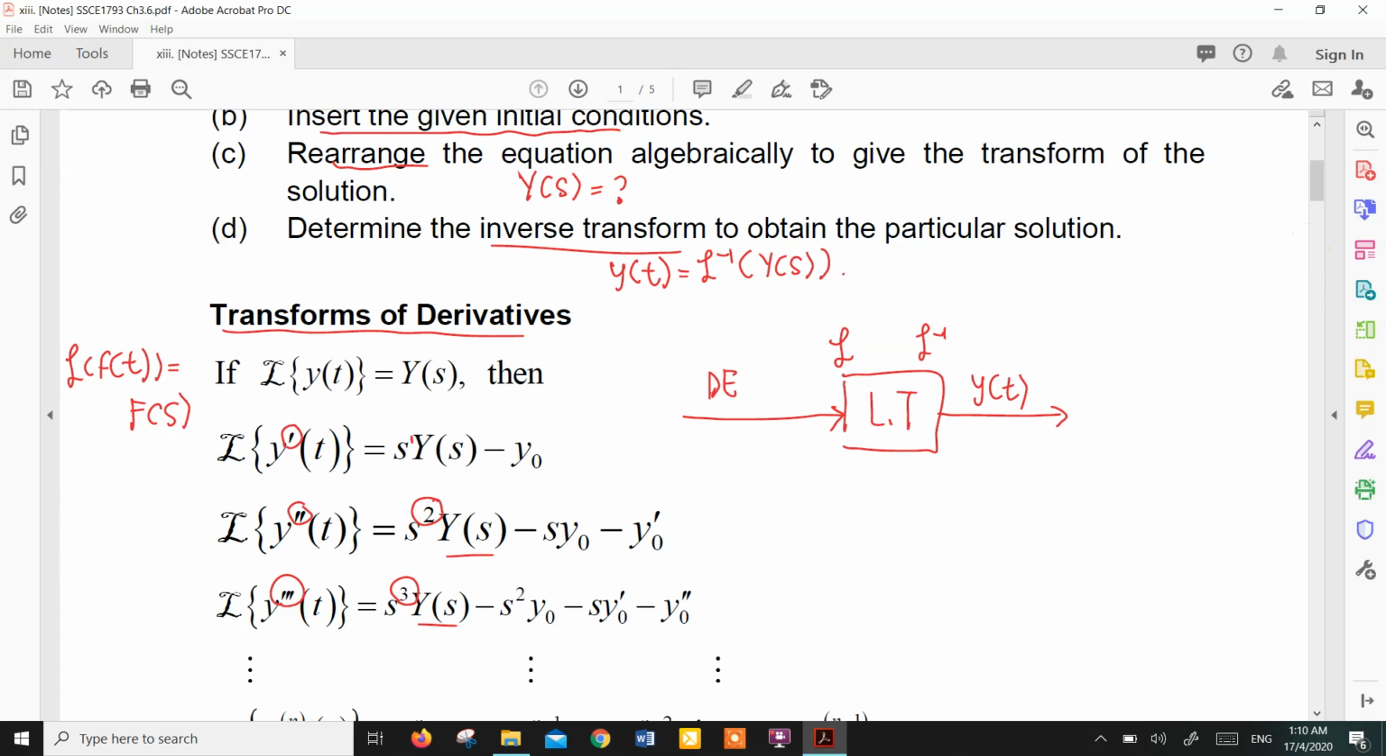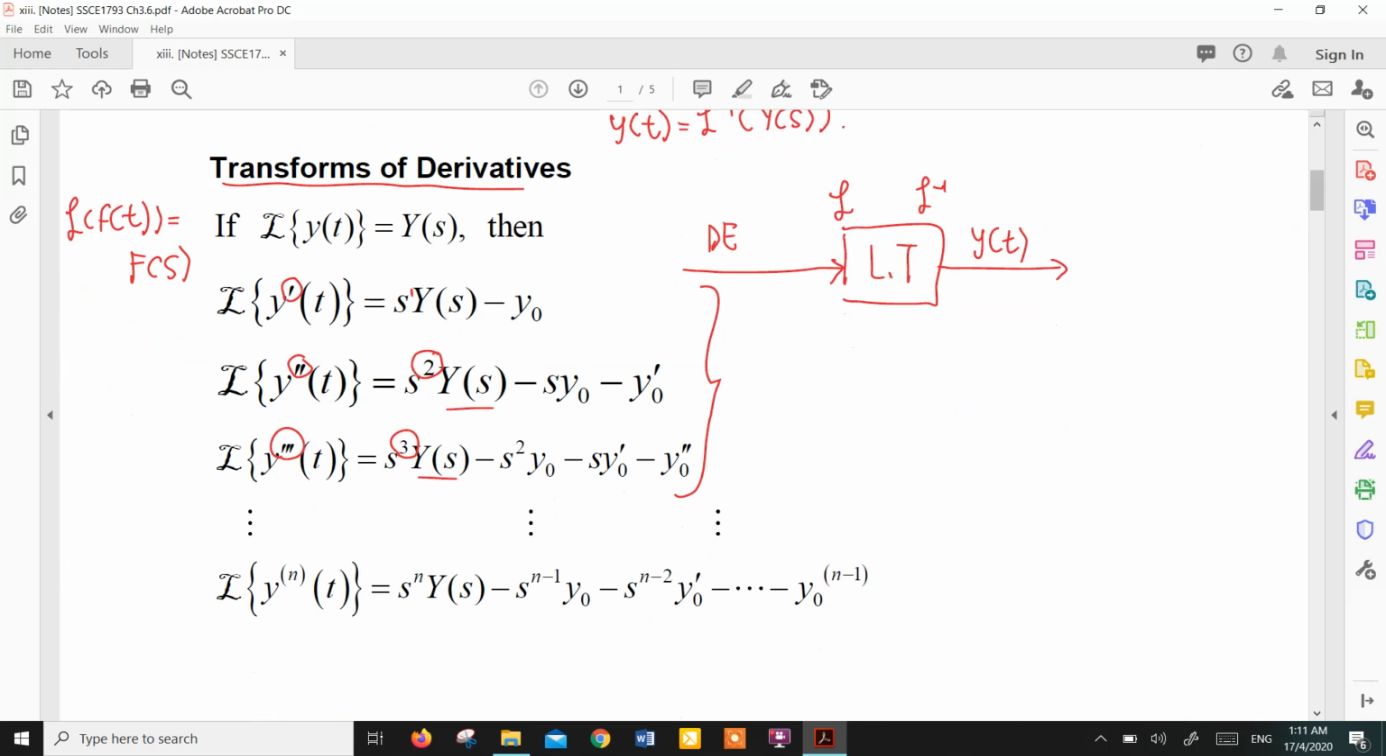The power of s will reduce by 1, so you can see here it's s cubed, then s squared, then s. Here should be s to the power 0, and s to the power 0 is 1. For Y(s) you start with Y(s), and then the second term is y(0), then y'(0), then y''(0). It's like that. I hope that you can remember this transform of derivative, because we will use it later.